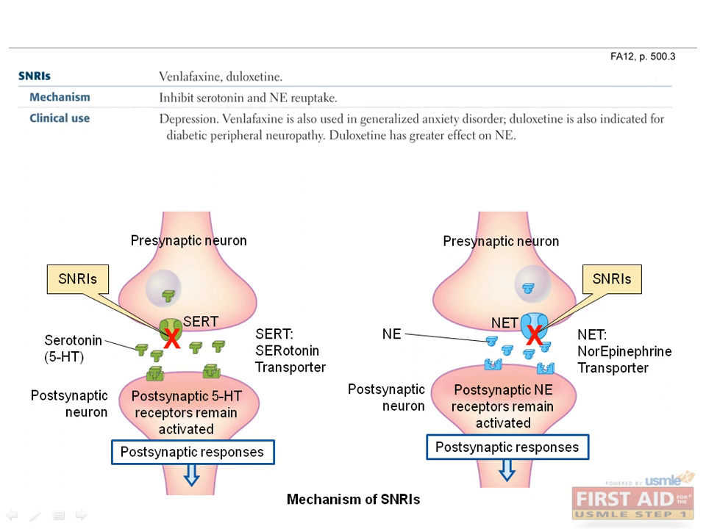This is a newer class of drugs, and the two common ones on the market are venlafaxine and duloxetine. They're used primarily for depression, but venlafaxine can also be used for patients with generalized anxiety disorder.